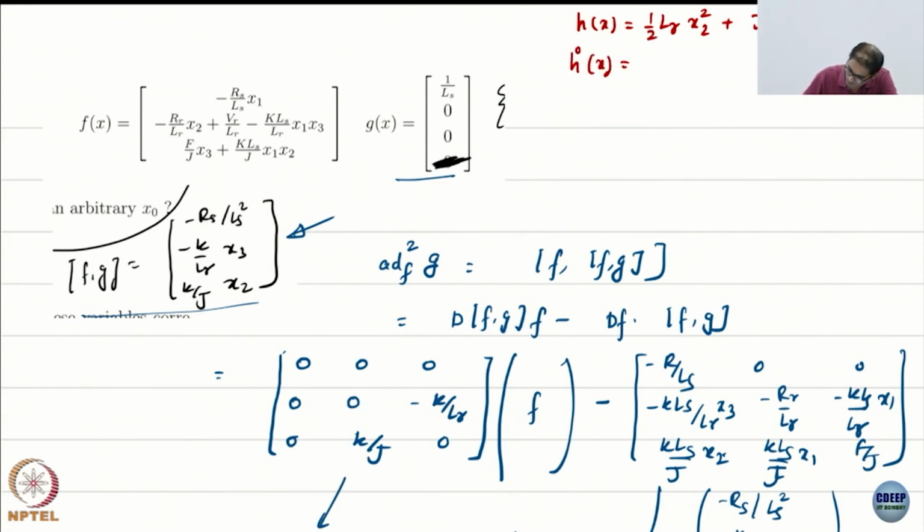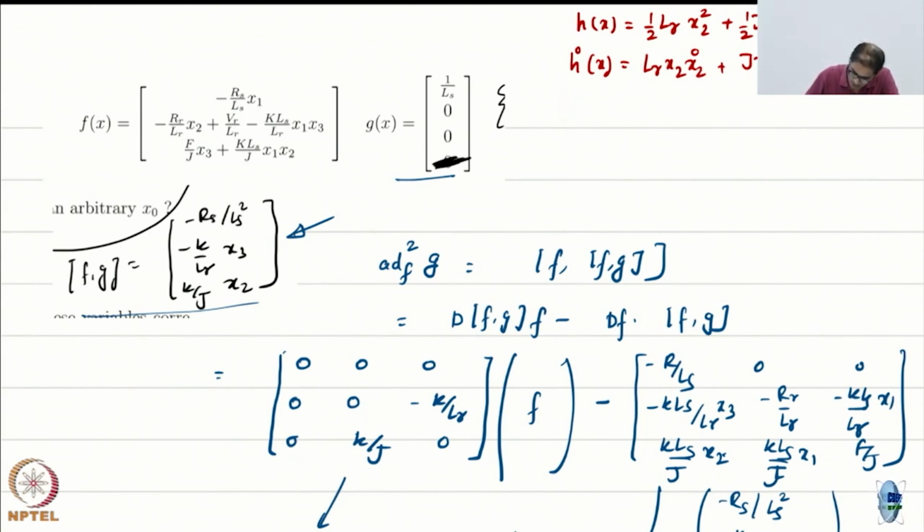Okay, what about h dot? Let me put a half if you don't mind. Yeah, I'll put a half. What about h dot? This is LR x2 dot plus j x3 dot. Notice that x2 dot and x3 dot don't contain the control. Okay, right. So this is going to give me some big mess, I am quite sure. I am not even going to write it, sorry.